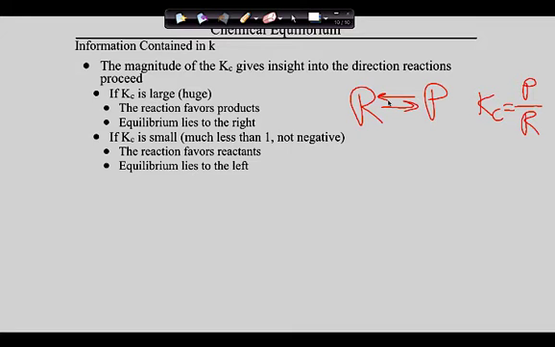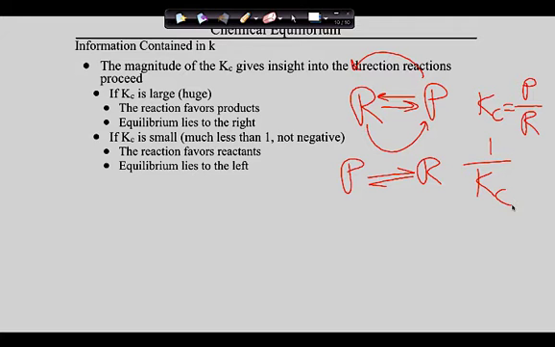Now, guys, what if this happens? What if we switch them? What if we change their names? And what if we say the products are now our reactants and the reactants are now our products? If we flip the reaction over, what does that do to Kc? It inverts it. So this would be 1 over Kc.